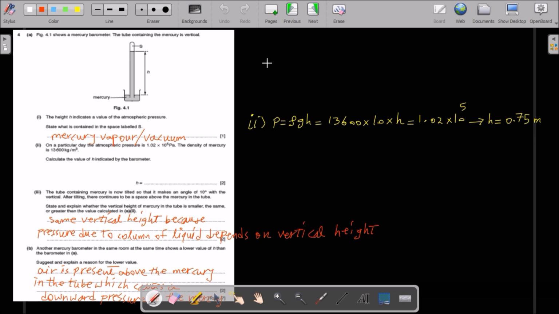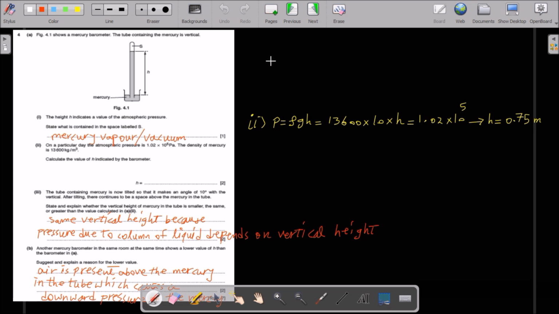Next part. On a particular day, the atmospheric pressure is 1.02 times 10 to the power 5 Pascal. Density of mercury is 13,600 kg per meter cube. Calculate the value of H indicated by the barometer. So you know that pressure is equal to rho g h. Rho is density, g is 10, gravitational acceleration, and h is height of tube, which is containing mercury. So you will get h is 0.75 meter if you substitute data.